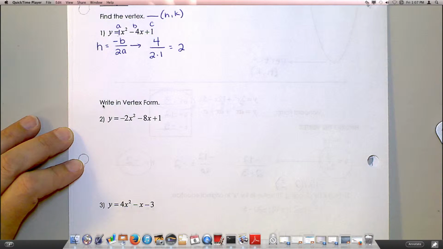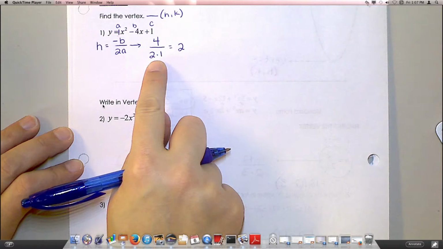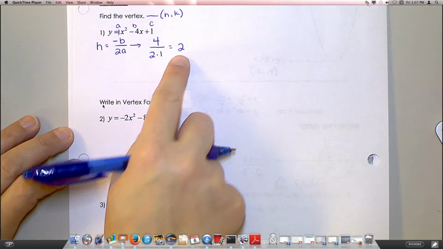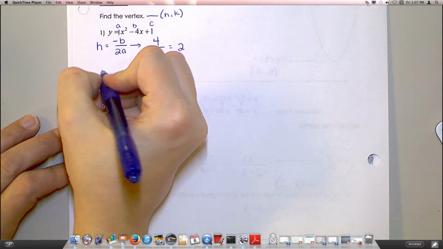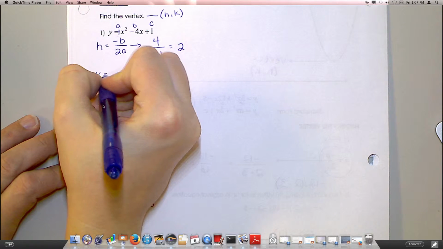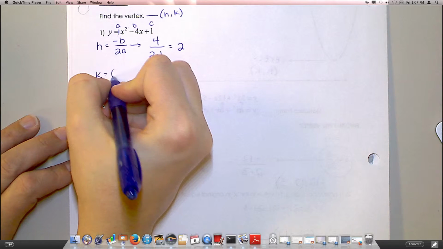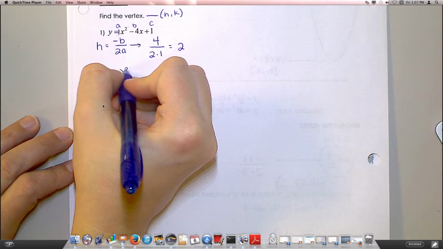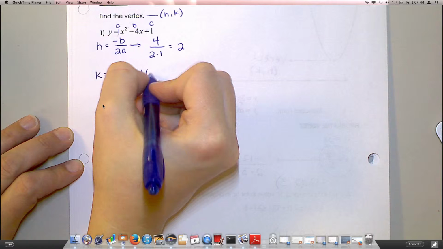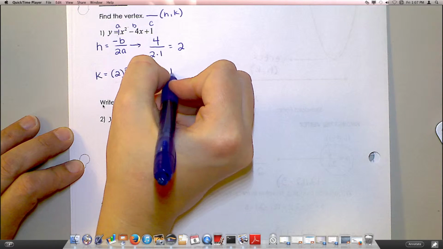Now what do I do with the H value to find K? Plug it in. I plug it back into the equation for X. So I'm going to do 2 squared minus 4 times 2 plus 1.